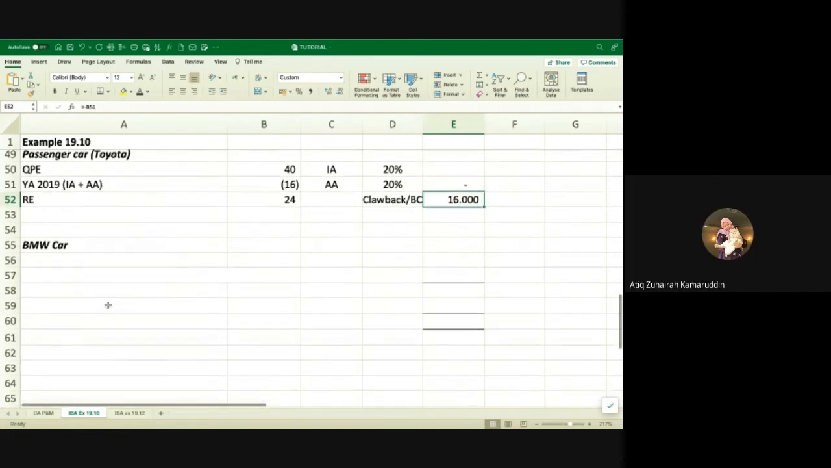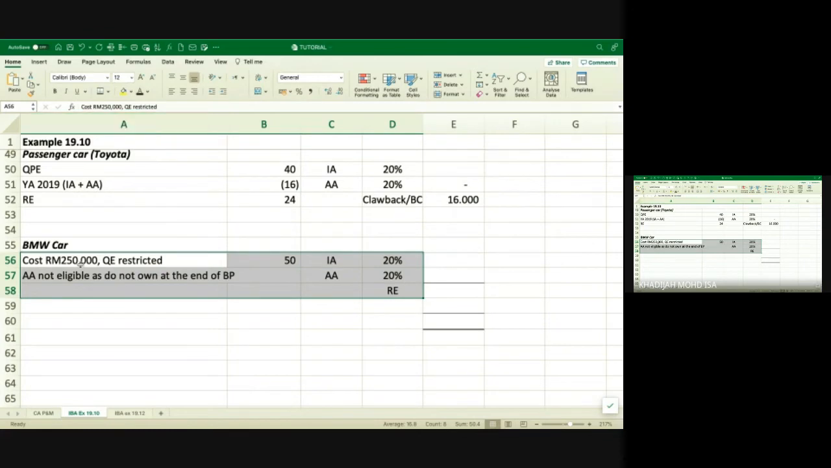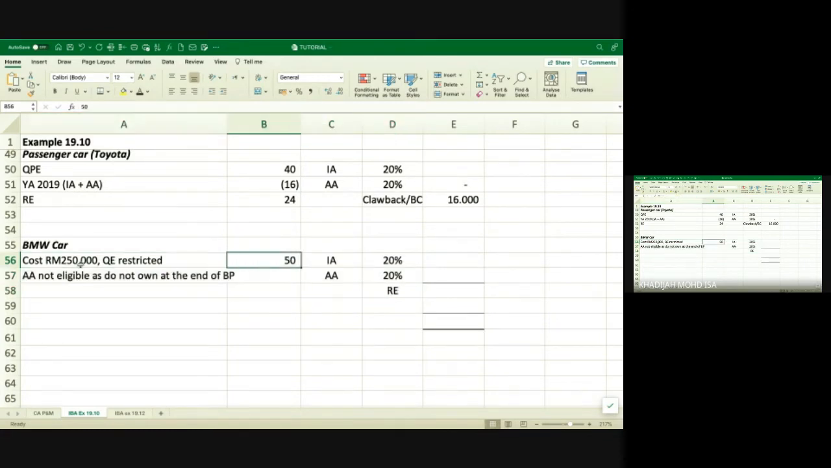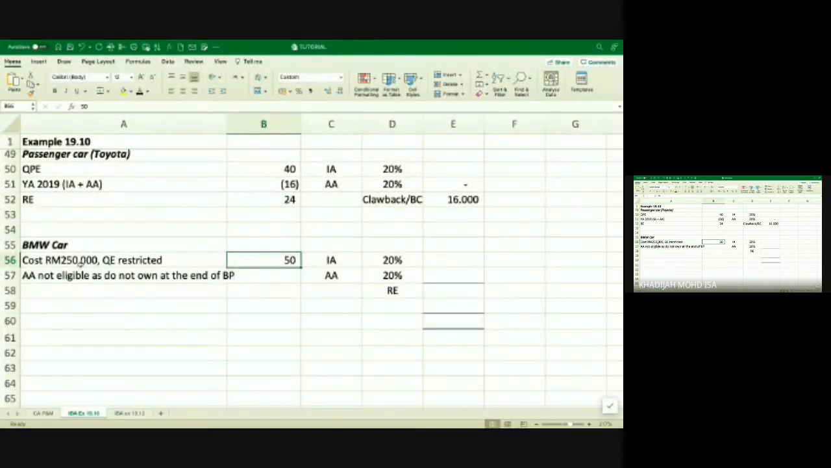Okay. Right. But for the motor vehicle BMW, it costs you 250,000. So once the passenger car is more than 150,000, the QE is restricted to 50,000. So you're going to claim QE based on 50,000, IAAA of how much? 10,000 each, I think. Yeah.